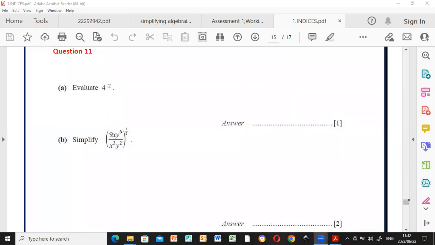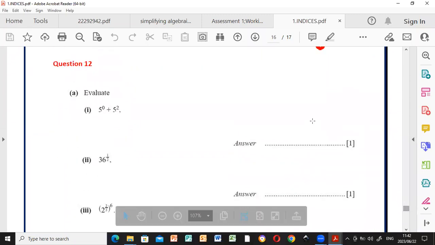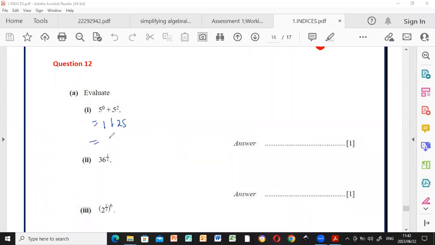Let's quickly move on to another problem, probably the last one. So 5 to the power of 0, you get 1, 5 to the power of 2, you get 25, and then the answer is 26.